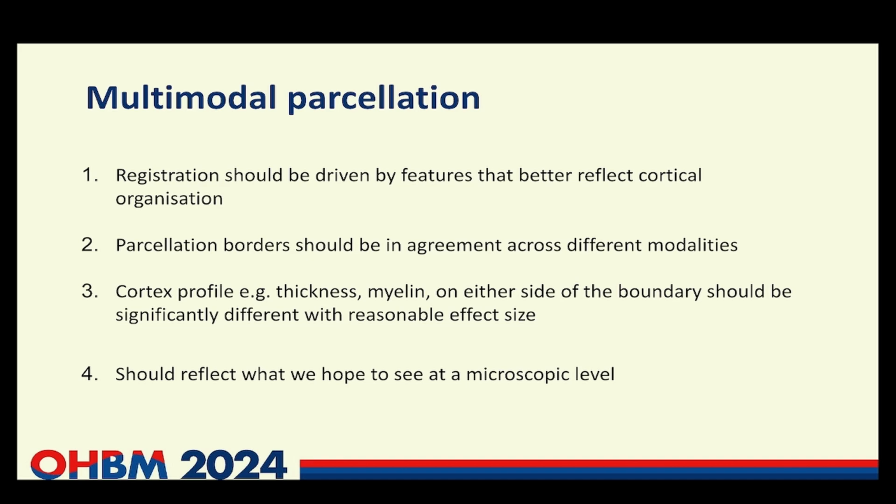So that we're not over-parcellating the cortex, we should also be looking for the effect size, so how different is the cortex on one side of the boundary to the other. Ideally, they should be statistically significant with large effect size. And coming all together, this should reflect what we see at a microscopic level, so ex vivo.